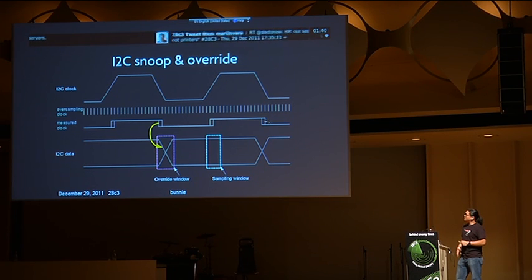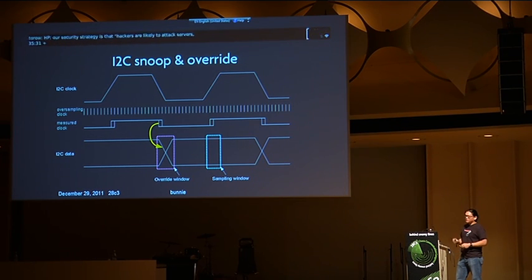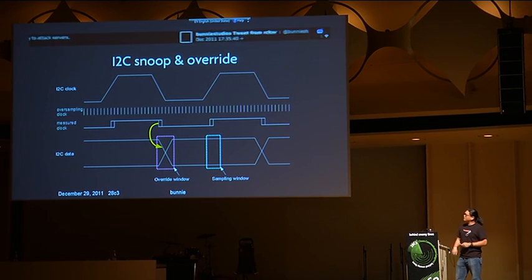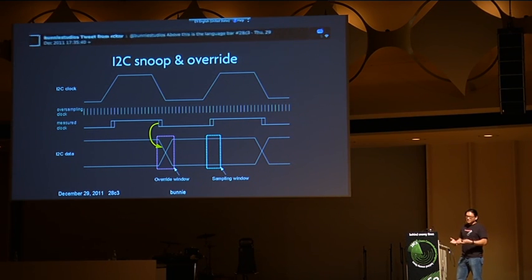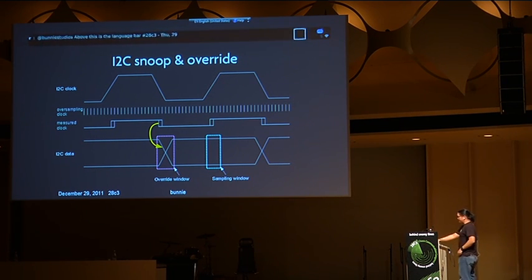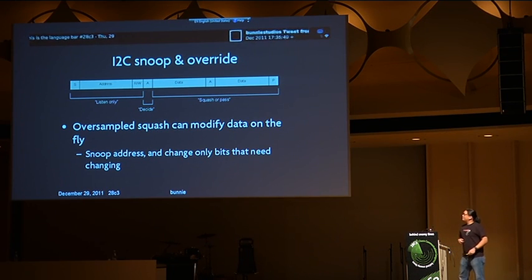We oversample at 26 megahertz, and whenever the clock transitions, we have a small window where we can say, whoop, we didn't want a 0, we want a 1, and we actually switch around so that by the time the next edge comes along at the sampling window, the data is what we want it to be.